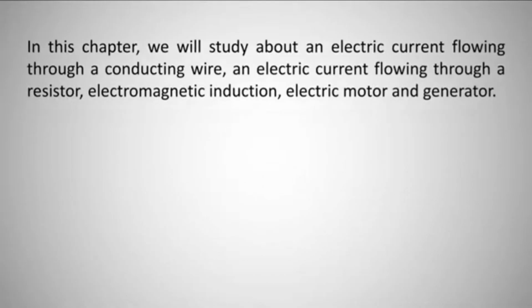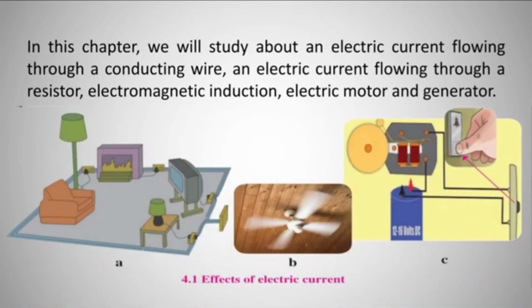So now, in this chapter, we will study electric current flowing through a conducting wire, electric current flowing through a resistor, electromagnetic induction, electric motor and generator. Figure 4.1 shows how electric current helps in the working of electrical appliances.